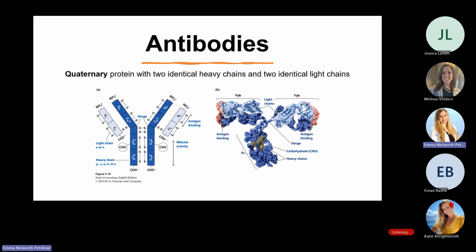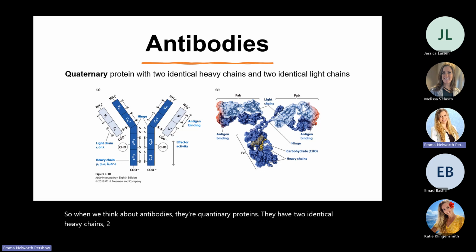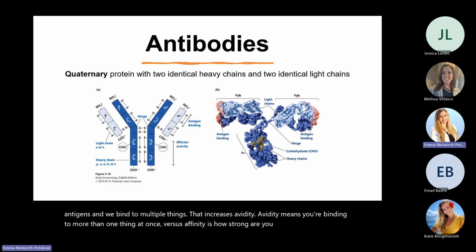So when we think about antibodies, they're quaternary proteins. They have 2 identical heavy chains, 2 identical light chains. This allows for simultaneous binding to multiple antigens. And when we bind to multiple things, that increases avidity. Avidity means you're binding to more than one thing at once, versus affinity is how strongly you're binding to that one thing. NPLEX tests affinity almost exclusively. They typically don't test on avidity, A-V-I-D, okay?